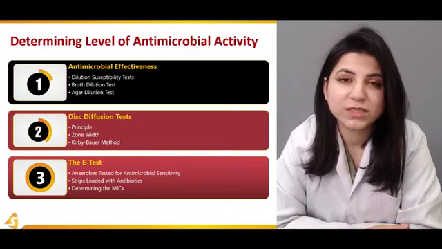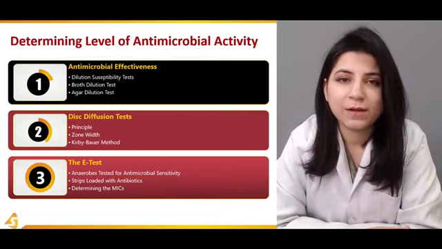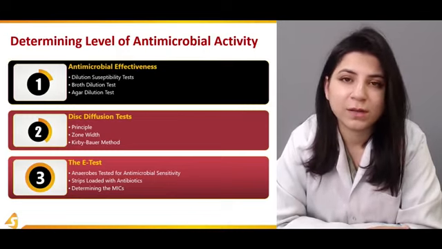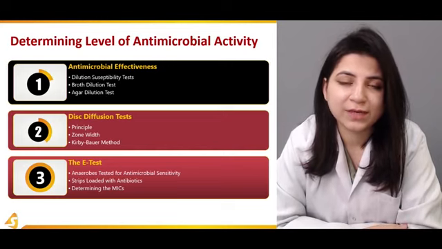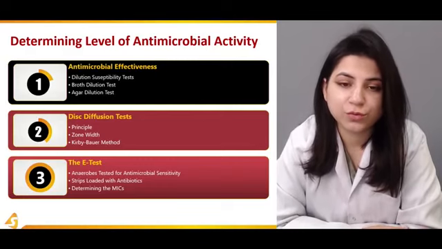As the name suggests, this test basically helps us identify the minimum concentration. We keep on diluting until we find a level beyond which, after diluting, the antimicrobial agent loses its ability to stop the growth.